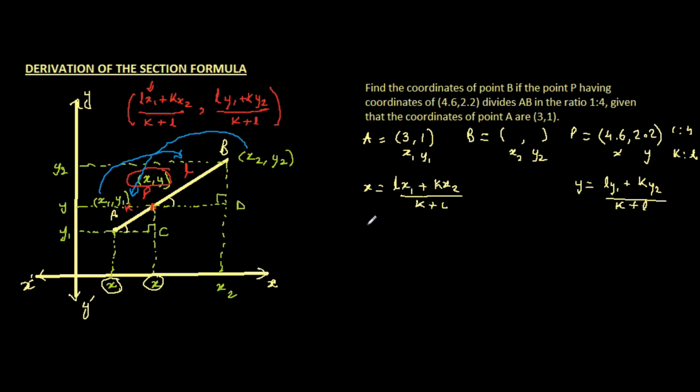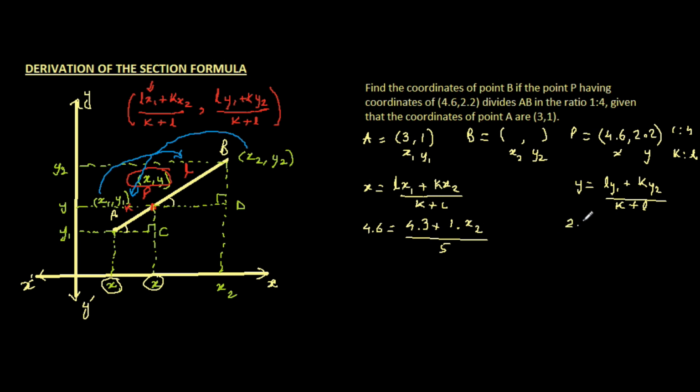So we know that x is equal to 4.6. So we know that 4.6 is equal to Lx1. So L we know is 4. 4 times x1 is 3. So 4 times 3 plus k we know is 1. So 1 times x2. x2 we have no idea what that is. So let's just write that as x2 only, over k plus L. K is 1, L is 4. So that becomes 5. And here y we know is 2.2.